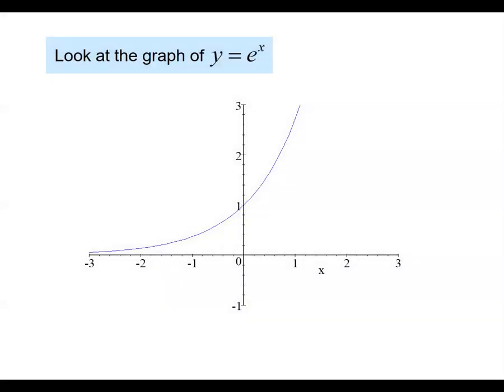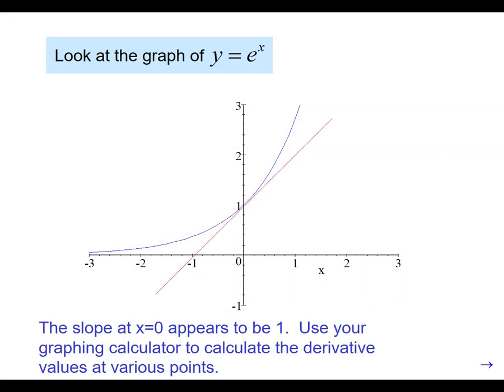All right, so let's start with the graph of e to the x, a simple exponential function. Please go ahead and graph that on your graphing calculator, e to the x, in either a Zoom 4 or Zoom 6 window. And if I look at that, it seems that the slope of the tangent line at 0 is about 1. So can you use your graphing calculator?